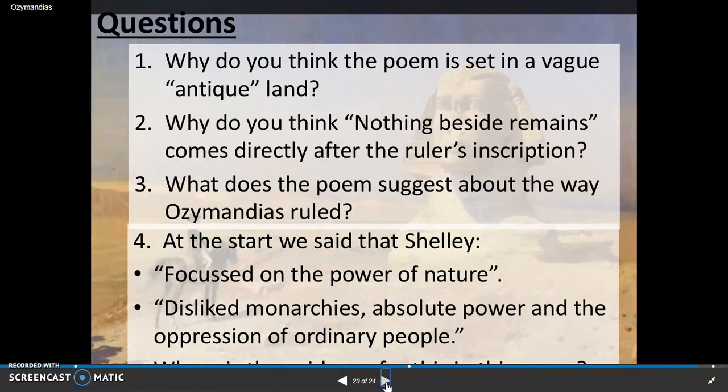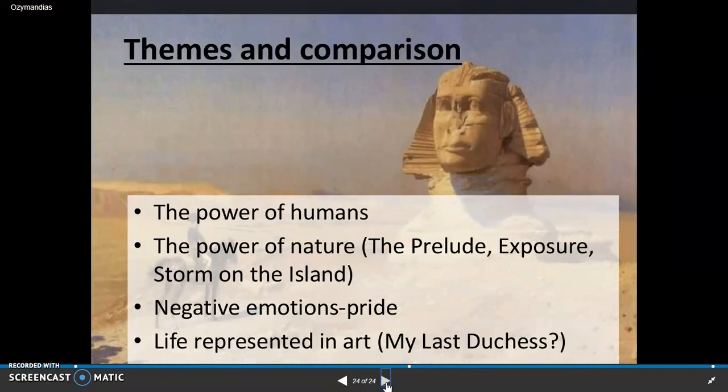Here are some questions for you to think about, guys. If you want to pause this video and hear these questions, I'll read them out for you quickly. Why do you think the poem is set in a far-off antique land? Why do you think nothing beside remains comes directly after the ruler's inscription? What does the poem suggest about the way Ozymandias ruled? At the start, we said that Shelley focused on the power of nature, despite a monarch's absolute power and the obsession of ordinary people. So the themes in comparison: power of humans, the power of nature, the Prelude, Exposure, Solomon and Island, negative emotions, pride, and life represented in art.